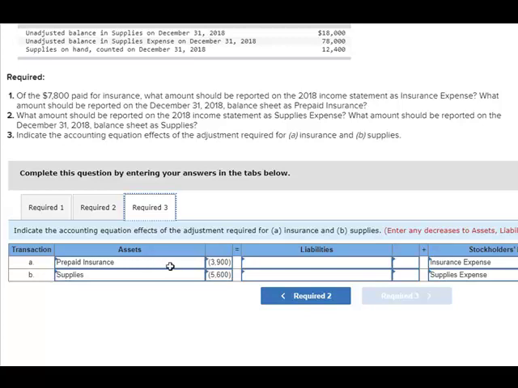insurance and supplies. And of course, you'll have to enter all the amounts as negative amounts because these assets are decreasing with the adjusting entries and our expenses are increasing, but the effect on stockholders' equity of more expenses is that stockholders' equity decreases. Specifically, our retained earnings account decreases as a result of these expenses. And since we're showing the impact on stockholders' equity, that's why we have to show these amounts as negative amounts.